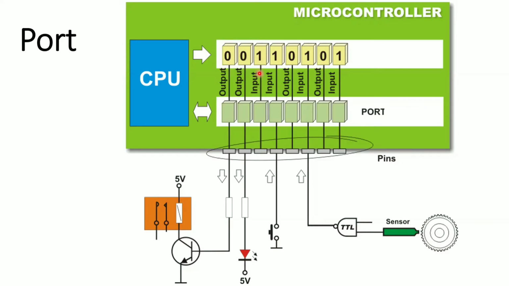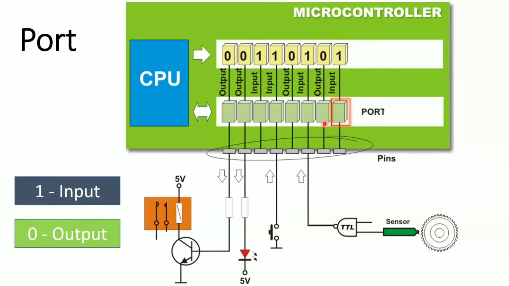So whenever I write 1, what will happen? Take a particular pin here; a port means 8 pins, and I'm talking about this particular pin. If I want to make this pin an input, what do I need to do? I will write 1 initially. That means this pin acts as an input pin. To make it an output pin, I will write 0. When I write 0, it will act as output. When I write 1, it acts as input.